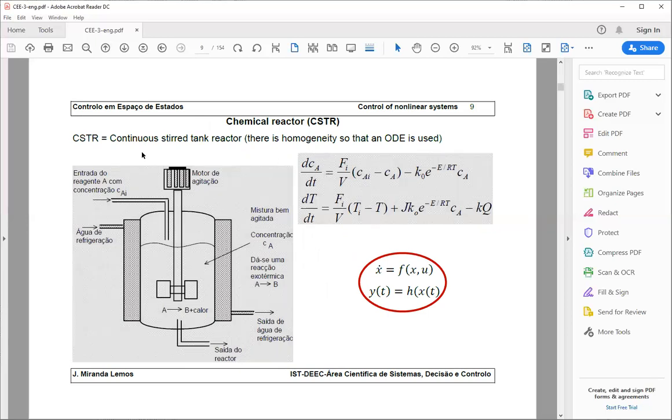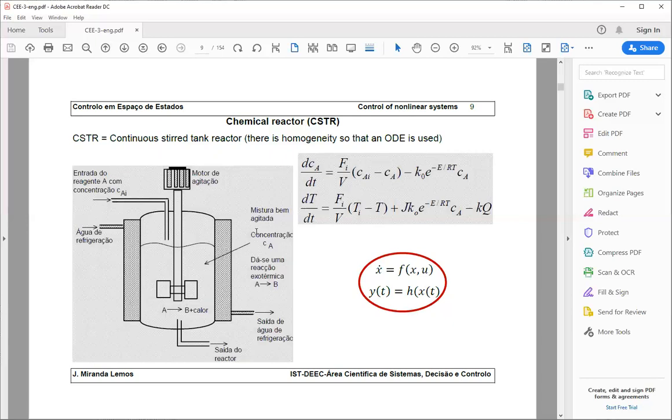It's a continuous stirred tank reactor. What is a continuous stirred tank reactor? Well, it is a tank. Think of this as a tank. This tank can be very, very small, say 1 liter, but it can be very large. There are reactors of this kind that are more than 10 meters high. So imagine a building of 3 stories. That is the size of this tank.